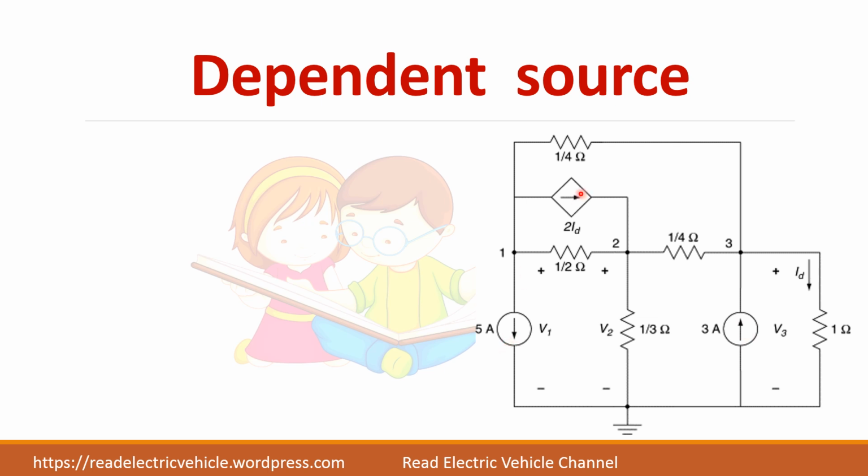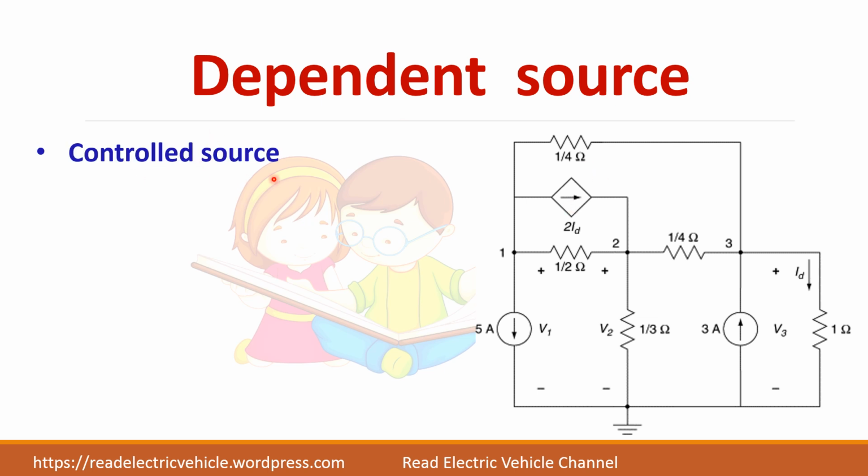Whereas you see this part, here also an arrow is there, it indicates that it is a current source. But you see the magnitude, it is written as 2 into ID. So what is ID? ID is the current through this 1 ohm resistor. Suppose the current through the 1 ohm resistor is 10 amps, this will be 20 amps. So as the current through this 1 ohm changes, this will change. So this is called a dependent current source.